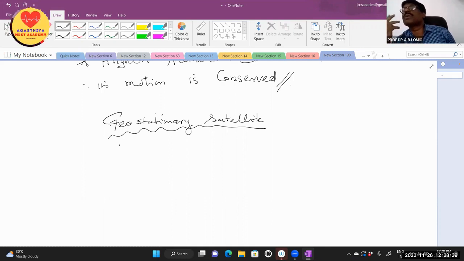That means there is no relative velocity. Relative velocity of the Earth and the satellite is equal to 0. That is why it is called geostationary satellite. Understand?